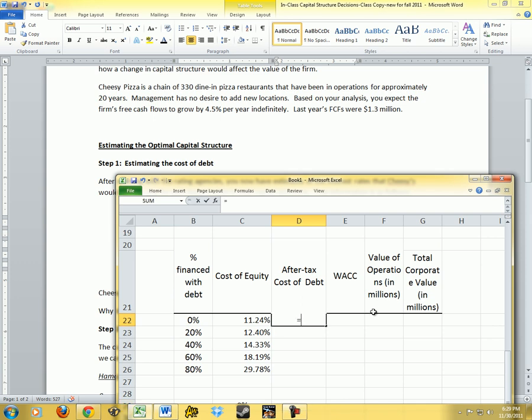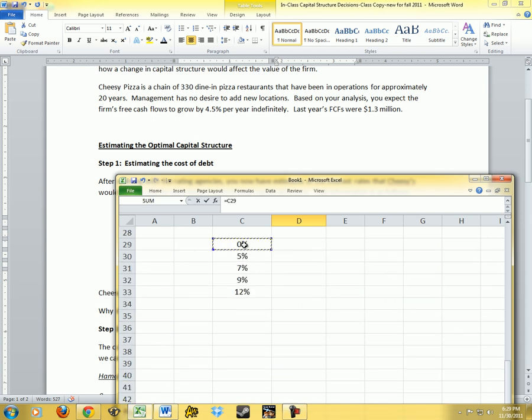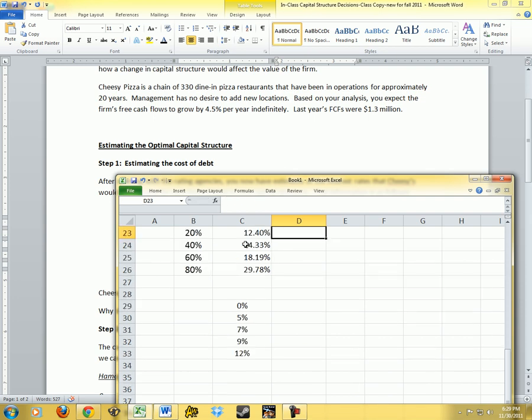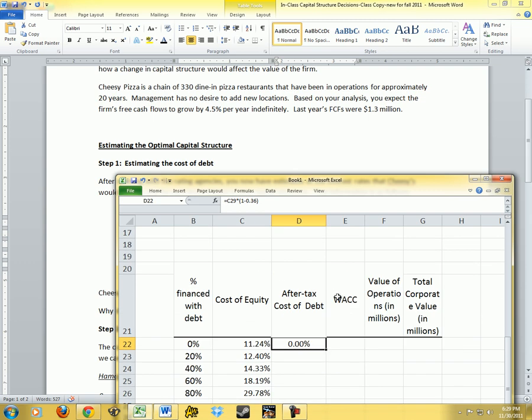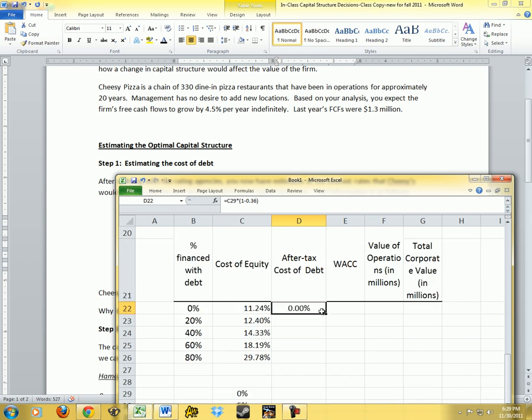rate. So equals 0 multiplied by our tax rate, again, is 36%. So it's 0. And then we're just going to pull this down. If you're not familiar with using this in Excel, it's a great tool. I see this little square. You just put your cursor on that until it becomes a plus sign. You pull it right down. You get all of our different after-tax cost of debt.